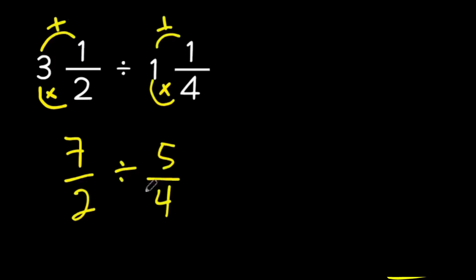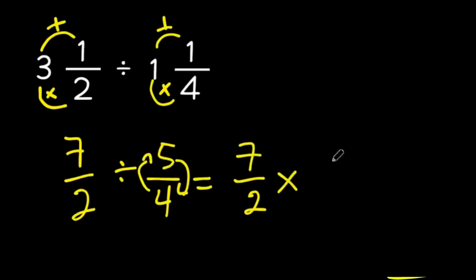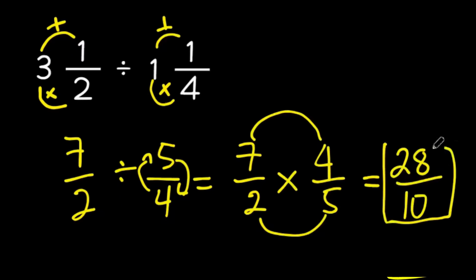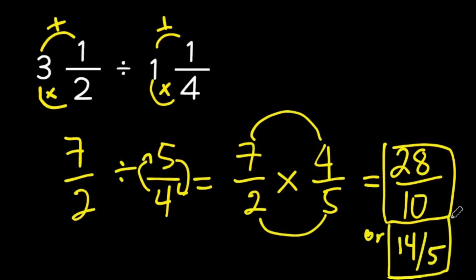Now, we multiply the first fraction by the reciprocal of the second fraction. So we have 7 over 2 times 4 over 5. Finally, we multiply the numerators, 7 times 4, that is 28, and 2 times 5, we have 10. So the quotient of 3 and 1/2 and 1 and 1/4 is 28 over 10, or in its simplest form, 14 over 5. Congratulations, math wizards!